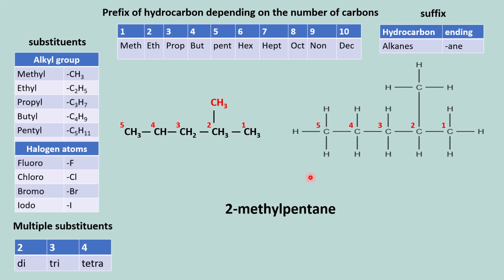2-methylpentane. Why is that the case? The number of carbons in the longest continuous chain are 5. So 5 carbons. We have pent. That's why we have pentane. Now there is a substituent, an alkyl substituent. And if you remember correctly, this substituent is methyl. And where is it located? It's located on carbon number 2. So we have 2-methylpentane. Let's move to our next example.